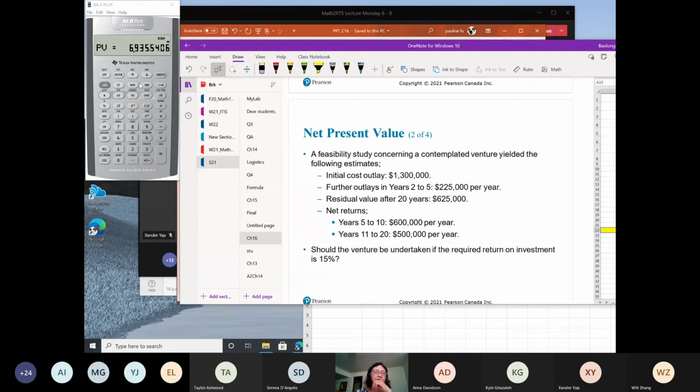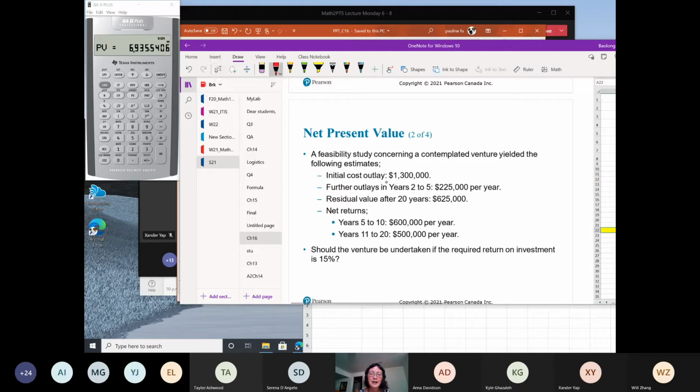See here we have the NPV button, the calculator NPV button, and the Excel NPV function. So this is an important example. Make sure you can independently work out this example by yourself after this lecture. All right, a feasibility study concerning a contemplated venture yielded the following estimates.